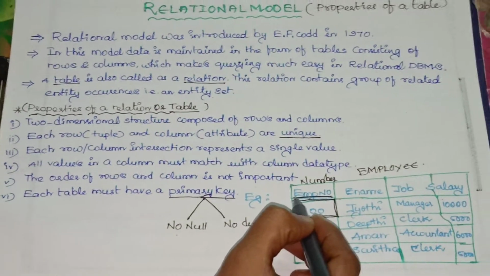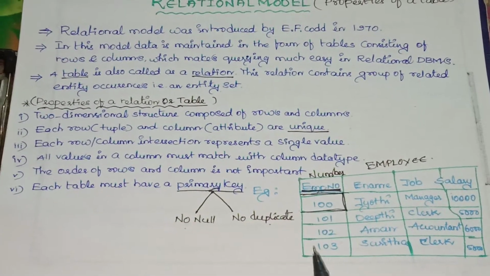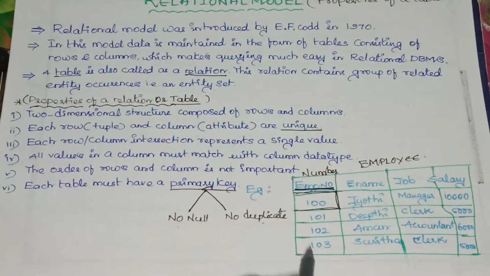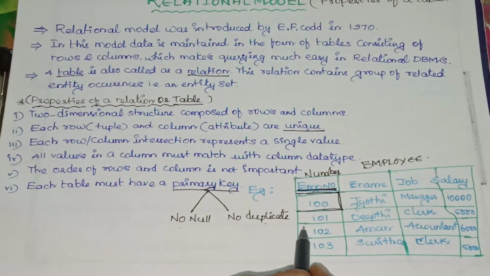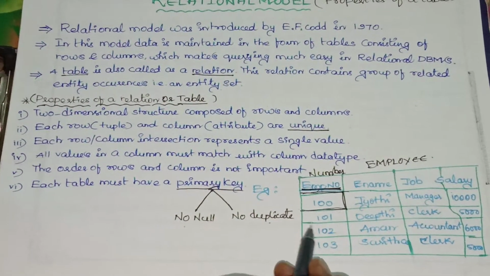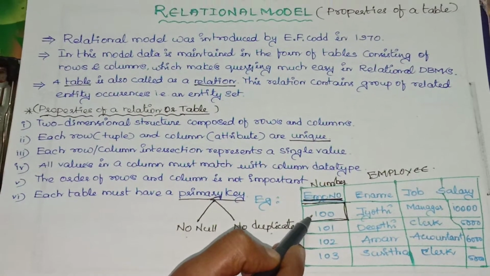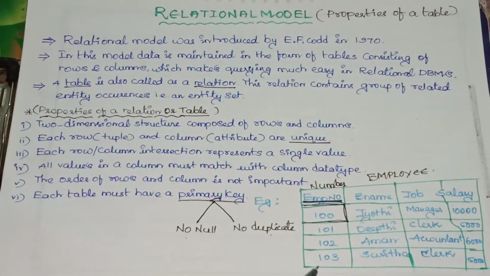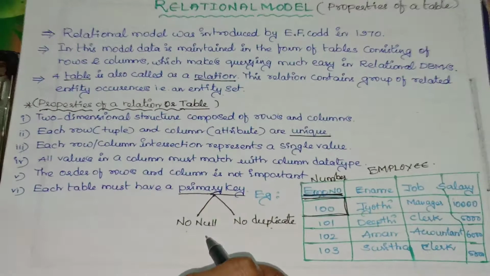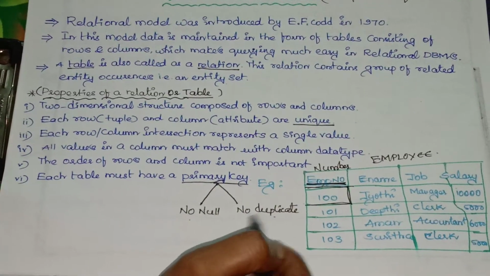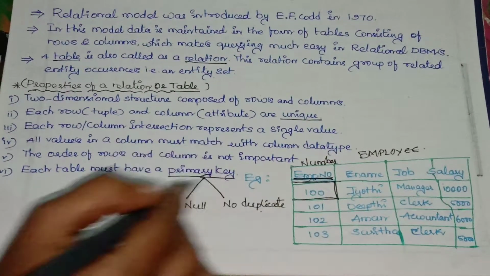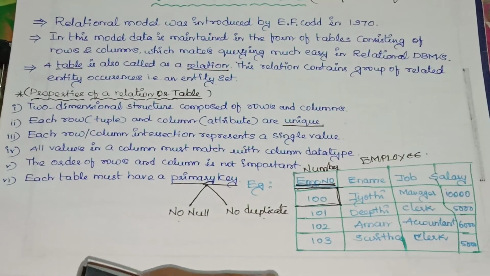Here the primary key for this employee table is employee number, because we definitely know the number of an employee, and there should be no duplicate. One number is given to one employee, and it should not be repeated for another employee. So the column which follows these two conditions, we keep as the primary key. So these are the properties of a table.